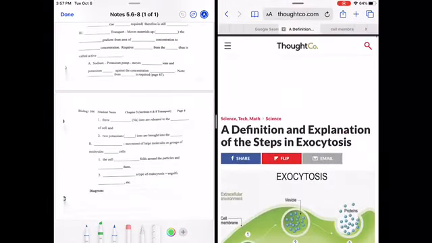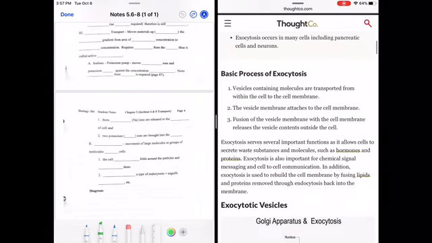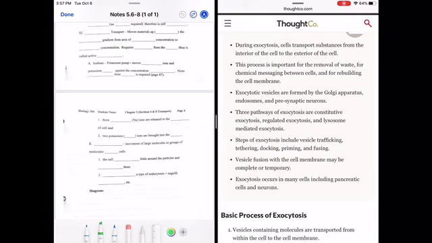There was a picture of it happening on a neuron somewhere that I've misplaced. It's not showing up anymore. But there's some diagrams. I hope that's helpful, and that's your notes for Chapter 5.